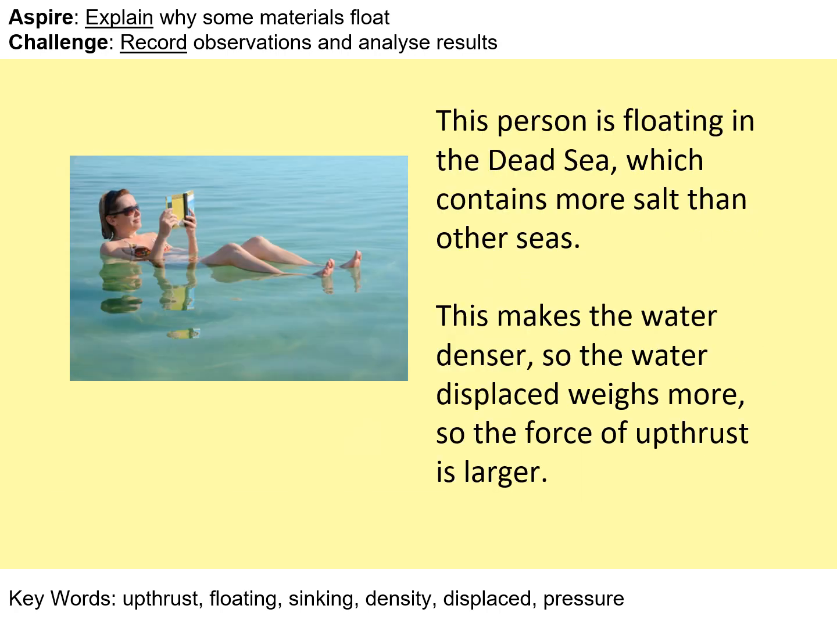Okay, so this person is floating in the Dead Sea, and the sea contains a whole lot more salt than other seas. What that does is it makes the water a lot denser, and so it displaces more weight. So there is a larger upthrust. You should have had weight and upthrust as the forces acting on her. Because she's staying in one place, the forces are equal. But the upward force in this case is called upthrust.